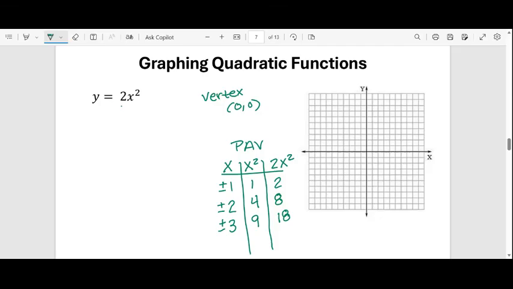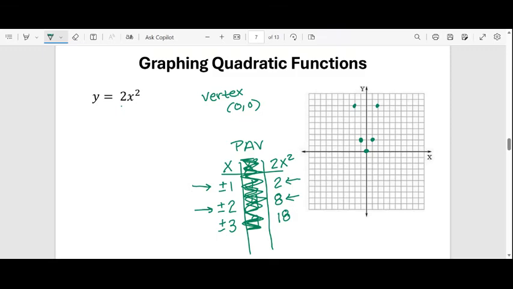The middle column is only used to get us to this third column. So when I finish with the third column, I actually scribble out my middle column so I don't get confused at all. Now I'm going to start at my vertex, which is 0, 0, and I'm going to use my first column, left and right 1 square, and my third column to get my vertical movement. So I'm going to move left and right 1 square, up 2 squares. Then I'll go left and right 2 squares, up 8 squares. And I can't fit left and right 3 squares, up 18 squares. It'll go off the graph.